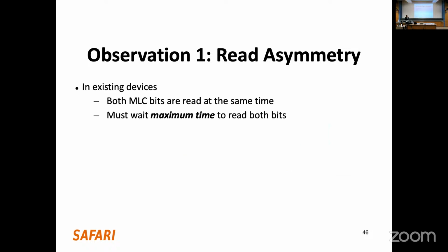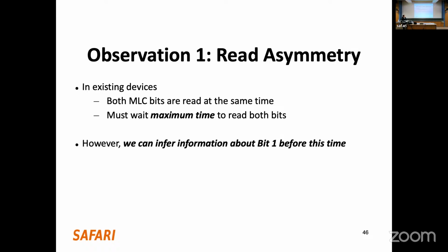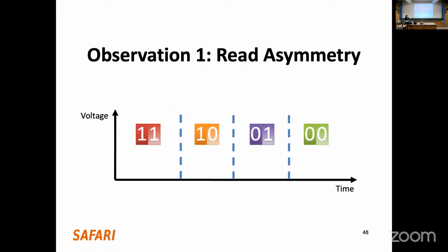In the existing device, the MLC bits are read at the same time, but they need to wait for the maximum time to read both bits. For example, you read 0 much faster than 1, but you still need to wait until the longest cell is read at the end. However, we can infer information about bit 1 before this time. For example, the first, most significant bit is bit 1 or bit 0. We can use this time reference to determine bit 1's value, and also use another reference to determine bit 0's value.